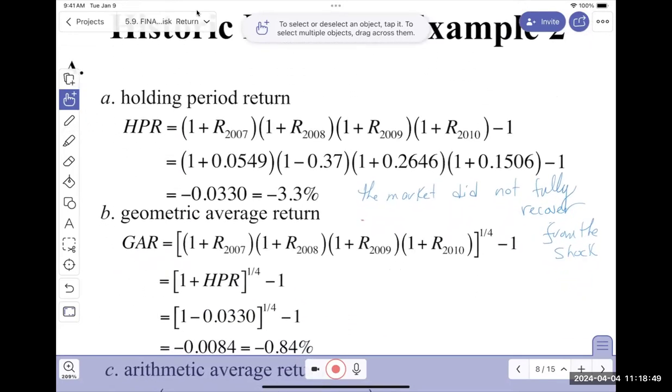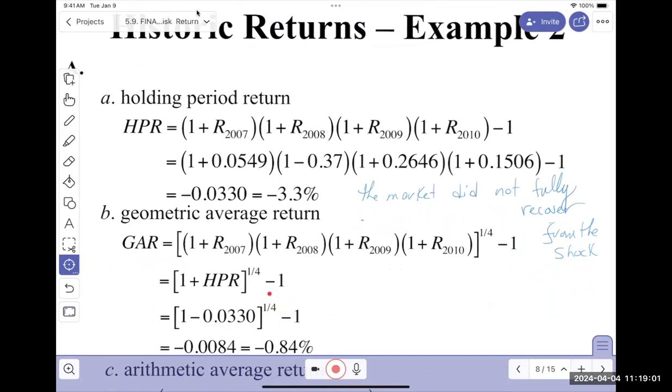So when we do that, be careful, it's always this minus that that's going to mess you up. 1 minus 0.0330 equals, and then put it to the 4th power, or the 4th root. So let me show you how you do that.